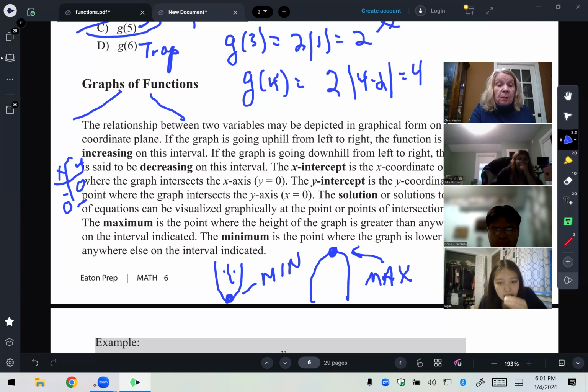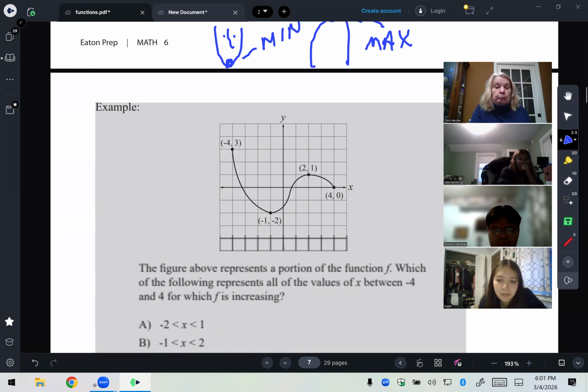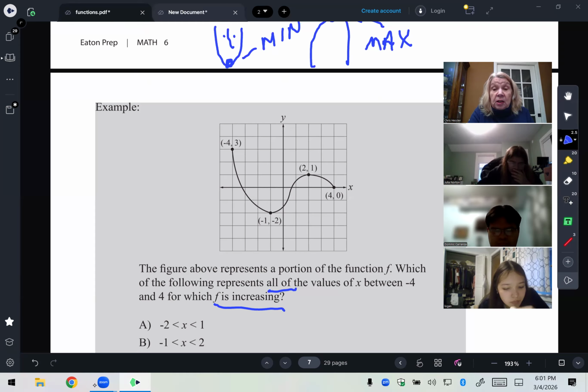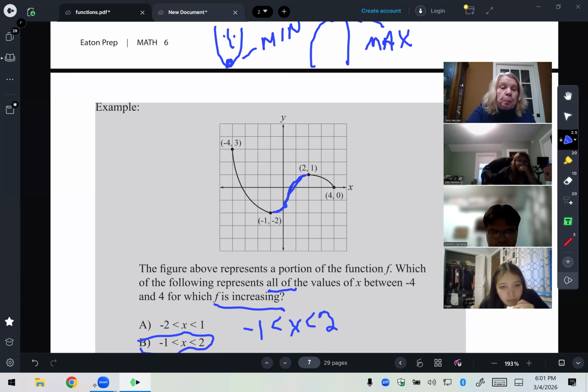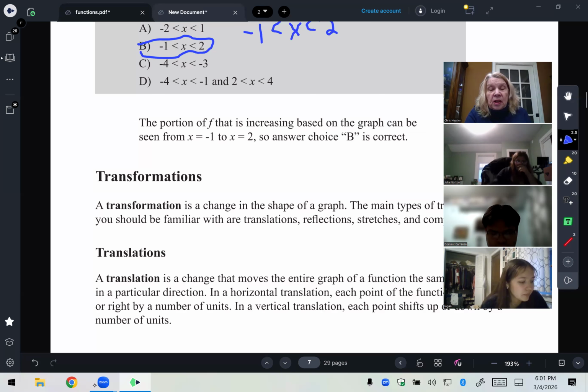So let's look at an example. We'll do some graphs. The figure above represents a portion of the function f. Which of the following represents all of the values between -4 and 4 for which f is increasing? Well, it's only increasing right here, right? So that will be between -1 and 2. And so that answer will be B.